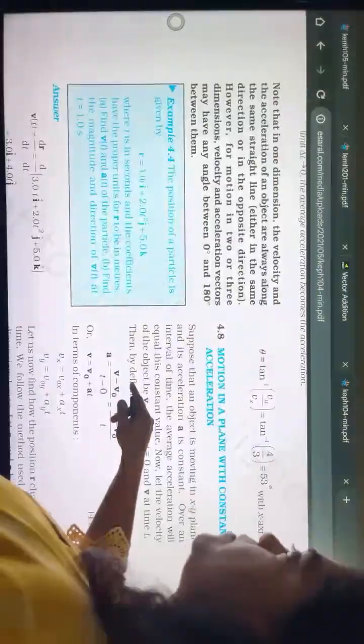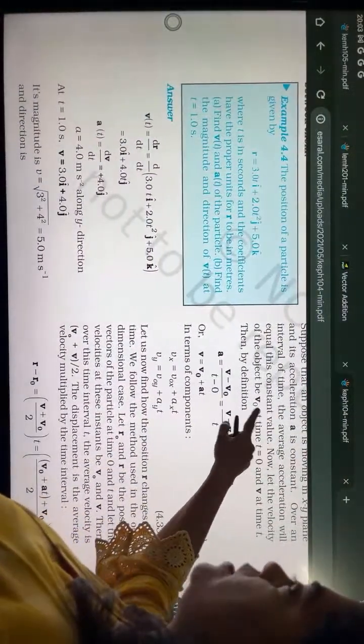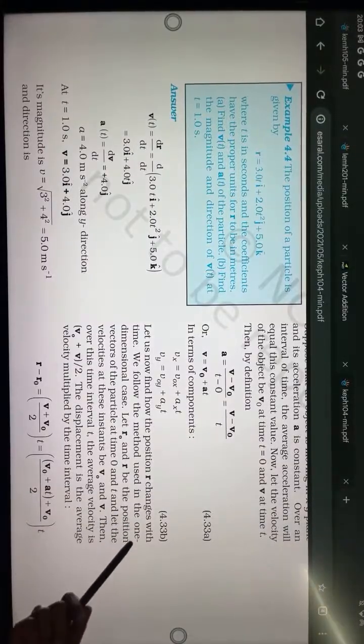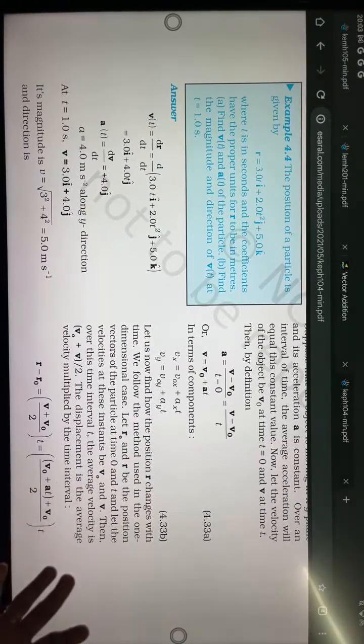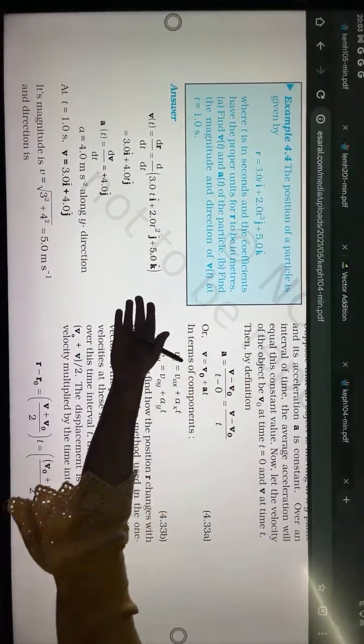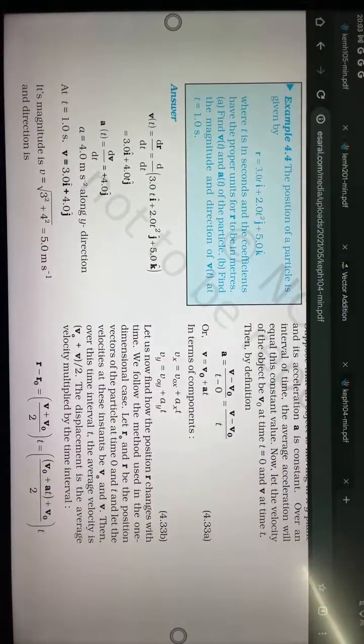What does this problem show? It is very important. The position of a particle is given, where t is in seconds and the coefficients are in the proper units for r to be in meters, right? That means they are saying r is the position vector with respect to time, which they wrote here. So you are asked to find the velocity with respect to time.